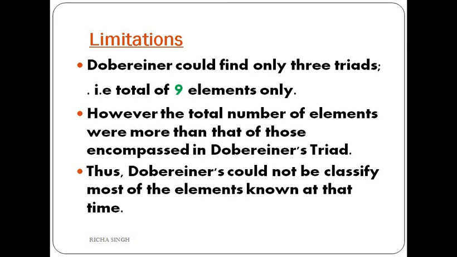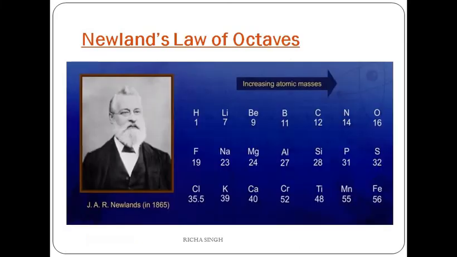Then what happened after Döbereiner? The next major contribution is of John Newlands. He is an English scientist, and in 1866 he arranged different elements in the order of their atomic masses. About 56 elements were known at that time, and he arranged them in increasing order of their atomic masses. Then he observed that every eighth element was found to have the same properties as that of the first one.